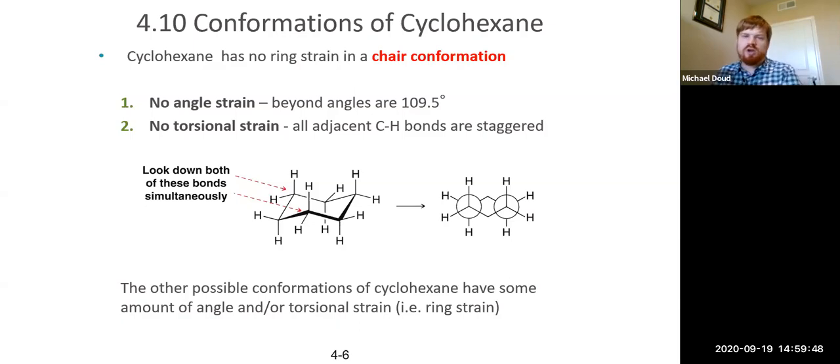Okay, so looking at the chair conformation in particular. Again, I hope you have a model kit. Just try to build one of these chair conformations. The angle strain is perfect. It's almost exactly 109.5 degrees for all of these bond angles in the carbons. Additionally, the torsional strain is really good too.